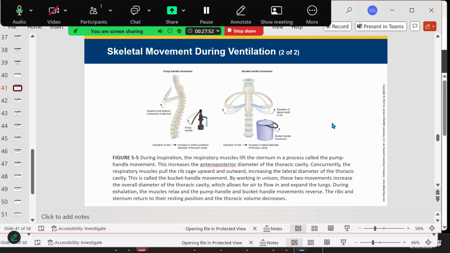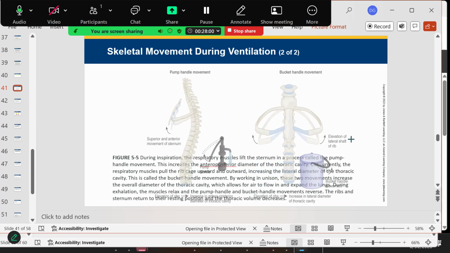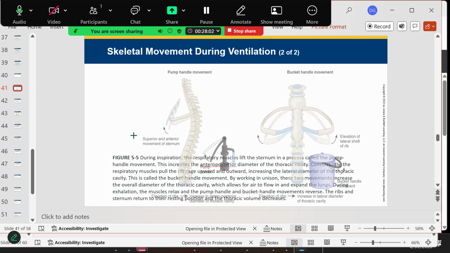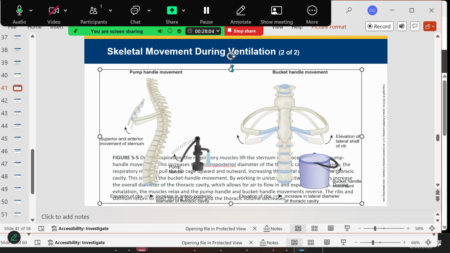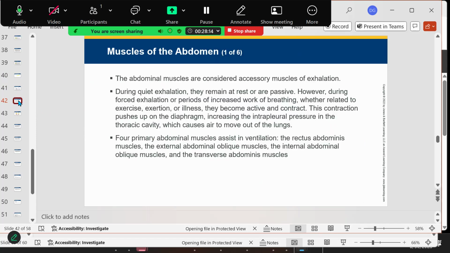This whole thing about nature, and our breathing is just a miracle to me. I don't think any of this stuff is an accident. Nature knows what she is doing. We just try to support that. That's what we do. Pump handle and bucket handle. One is sort of side to side, one is sort of front to back. But the two together get the breathing done.